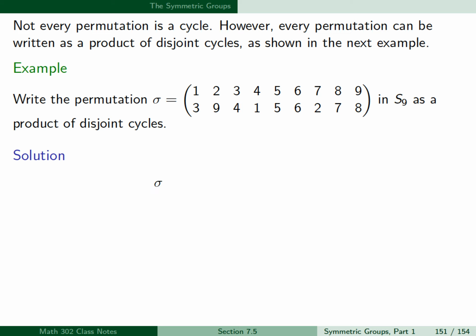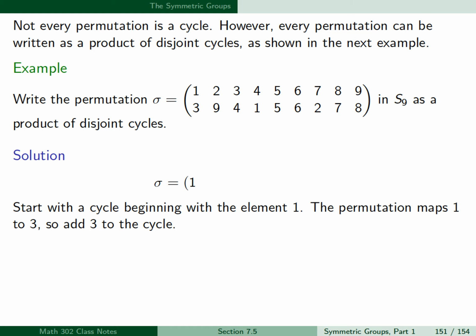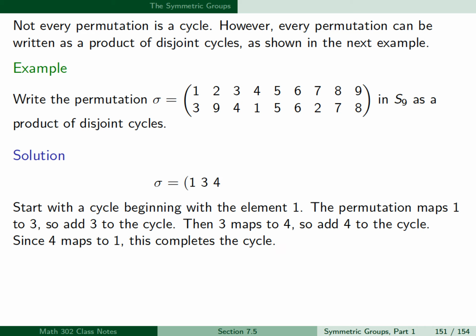So we'll start by writing out sigma, and we'll start with a cycle beginning with the element 1. Now the permutation maps 1 to 3, so we'll add 3 to the cycle. Then 3 maps to 4, so we'll add 4 to the cycle. Since 4 maps to 1, this completes the cycle.